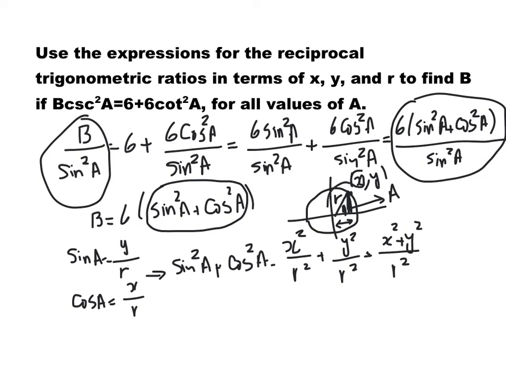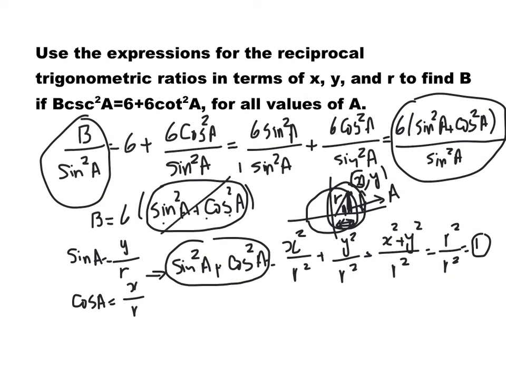But look at this triangle. x is this one and y is this one. x squared plus y squared, by the Pythagorean theorem, is equal to r squared. So here I get r squared over r squared, which is equal to 1. This means that no matter what the angle is, sine squared plus cos squared of the same angle always gives you 1. Now let's go back here. So sine squared plus cos squared is 1. So this one is 1. So I get b is equal to 6 times 1, which is 6.